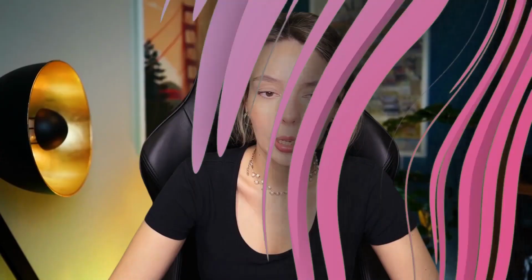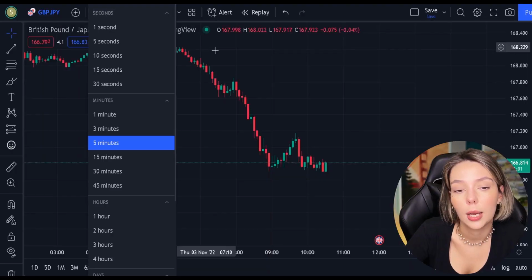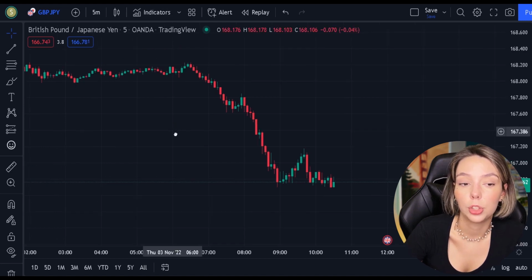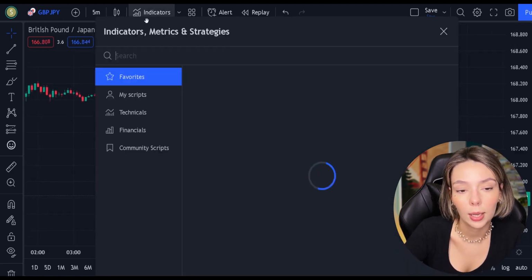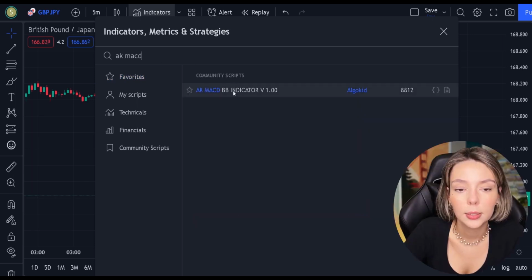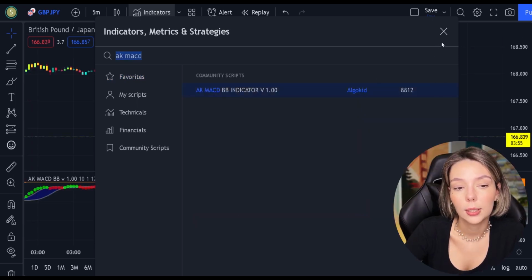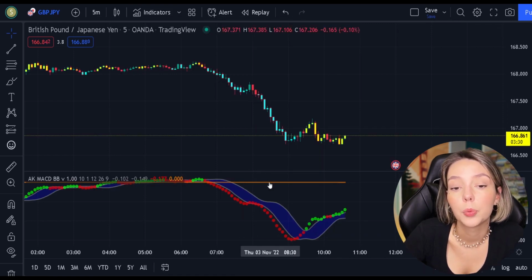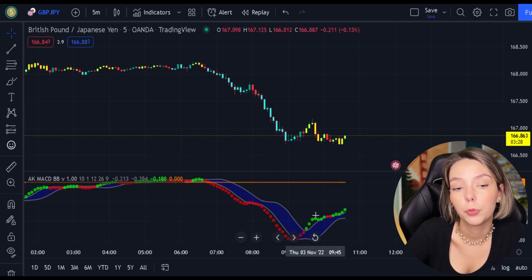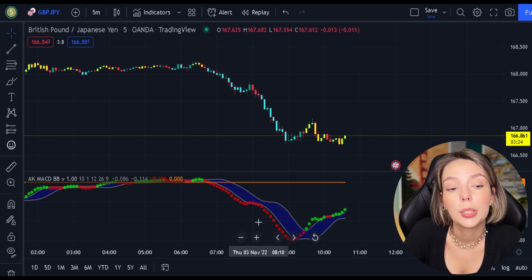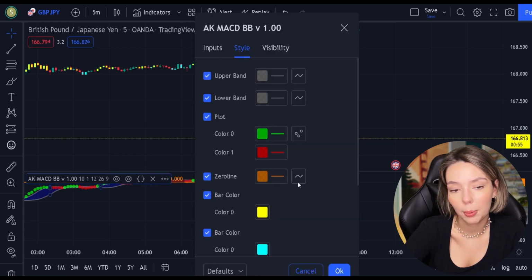Okay, let's open GBPJPY on a 5-minute time frame and add our secret MACD indicator to the chart. So we will search for AKMACDBB. This indicator by AlgoKit, as we can see, looks much different from the regular MACD. It comes with a zero line, 3 types of different moving averages and bar colors. For our strategy, we are not going to need the bar colors, so let's disable them.